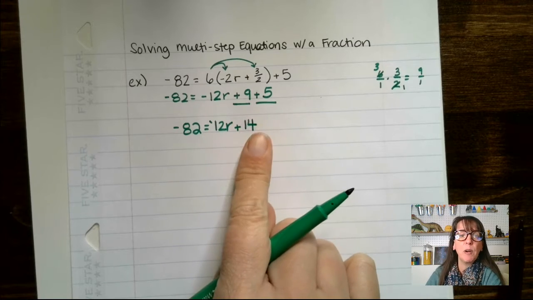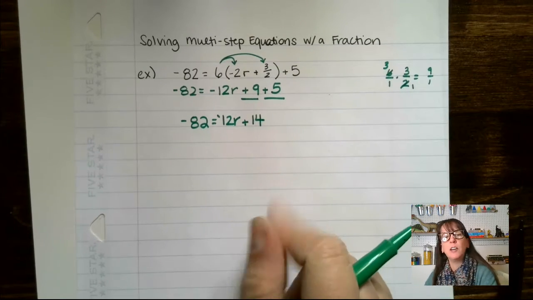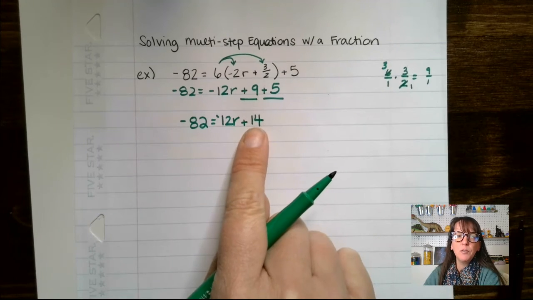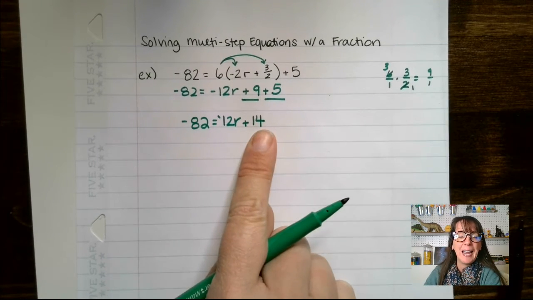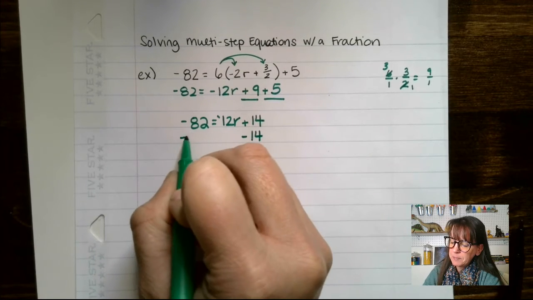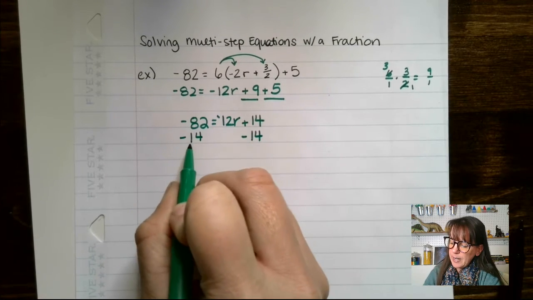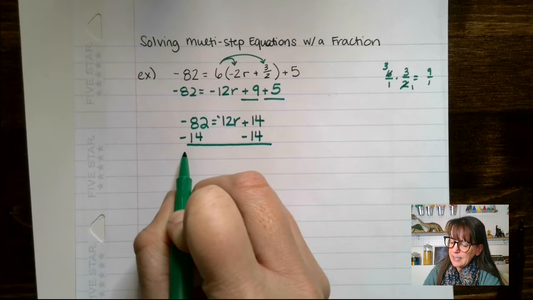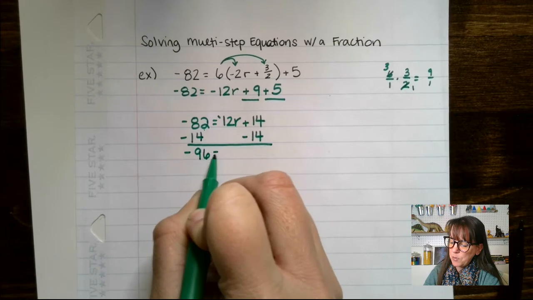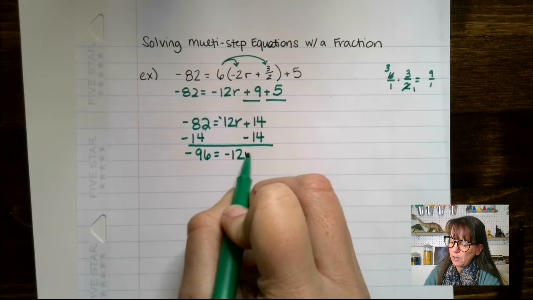Okay, now I want to get the variables on one side, non-variables on the other. I see that the variable is here, so I'm going to move this 14 to the other side, and I'm currently adding it. The opposite of adding is subtracting. So now what we've got is negative 96 equals negative 12r.